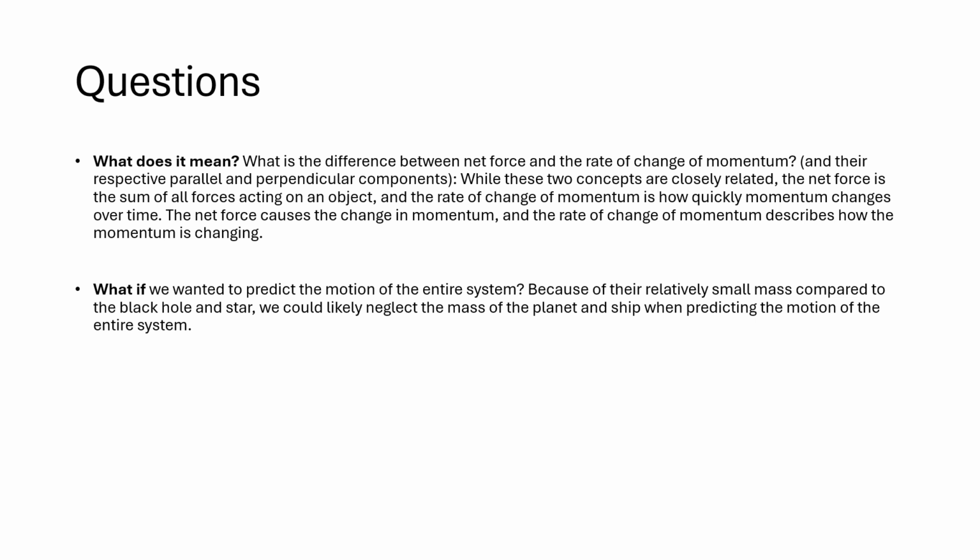And what if we want to predict the motion of the entire system? Well, because of their relatively small mass compared to the black hole and the star, we could likely neglect the mass of the planet and ship when predicting the motion of the entire system. They're just so small compared to the huge black hole that they don't change its momentum in any significant way.